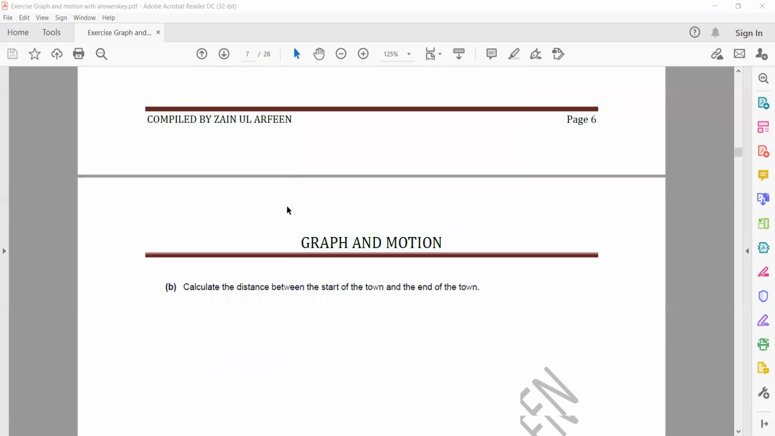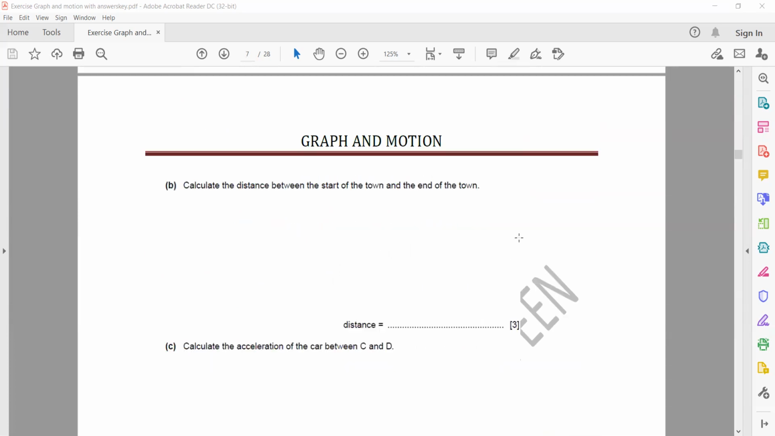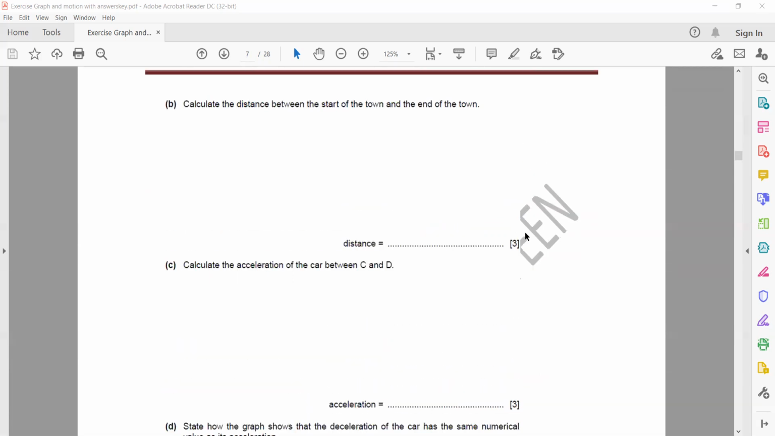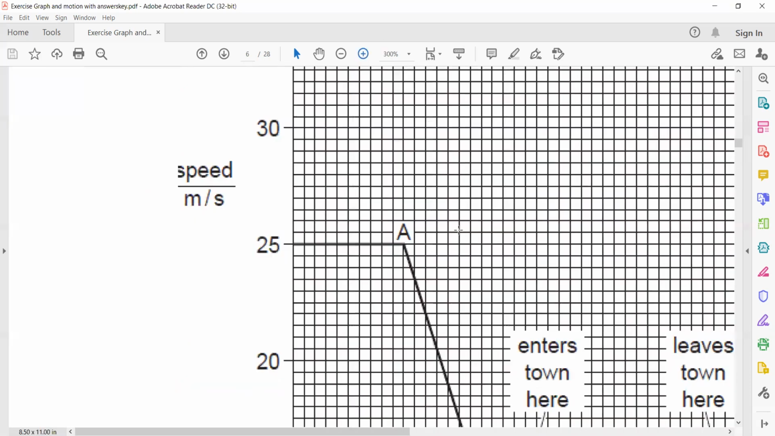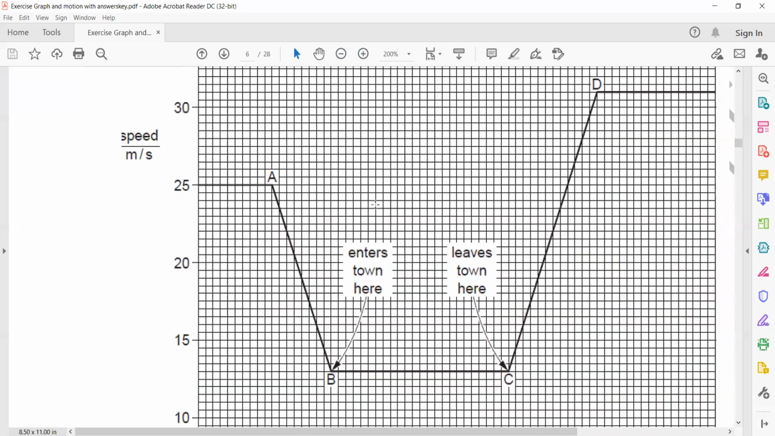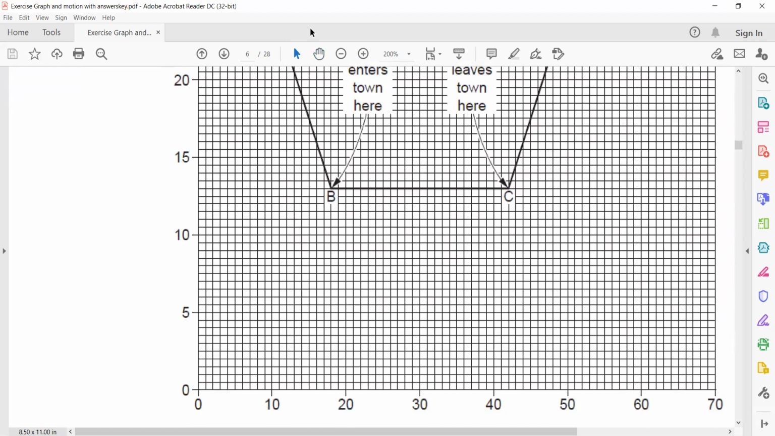The next part, calculate the distance between the start of the town and the end of the town. How can we calculate the distance between the start and the end of the town? Basically we have to calculate the area under the graph. How do we calculate the area under the graph? In the exam, when you're solving this type of question, you should shade the region.